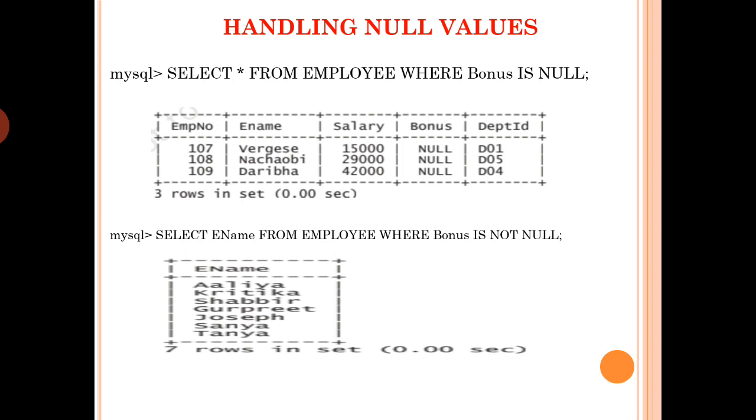The statement SELECT ename FROM employee WHERE bonus IS NOT NULL displays names of all the employees who have been given a bonus. This implies that the bonus column will not be blank.